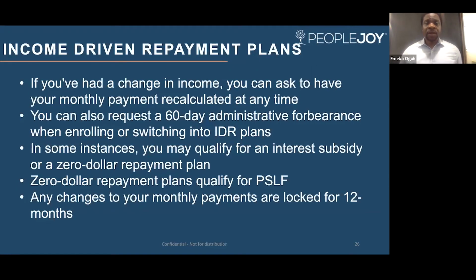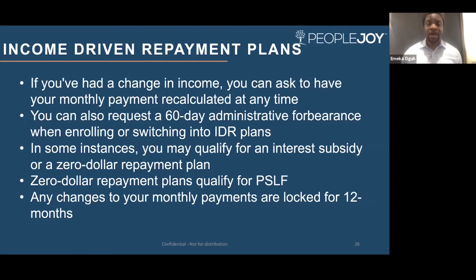So some things to note: if you had a change in income, you can ask to have your monthly repayment calculated at any time. So those income-driven repayment plans are based on your income. So if you've lost a job, if you've gone from full-time to part-time, these are all things that can lower your monthly payment. When switching into an income-driven repayment plan, you can ask for a 60-day administrative forbearance, so you're not making any payments for the first 60 days as you move into the plan.